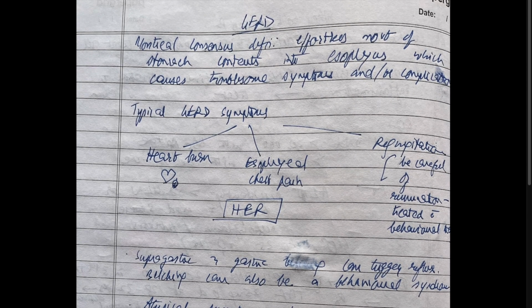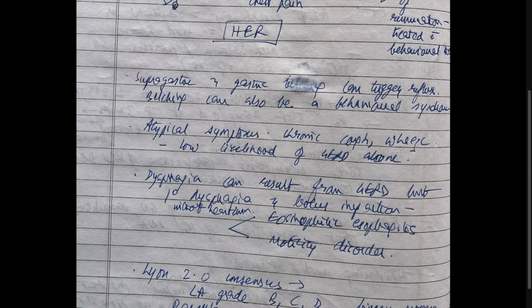Gastroesophageal reflux disease. The Montreal consensus definition is effortless movement of stomach contents into the esophagus which causes troublesome symptoms and/or complications. The typical GERD symptoms are heartburn, esophageal pain, and regurgitation. Supragastric and gastric belching can trigger a reflux, but belching can also be a behavioral syndrome.